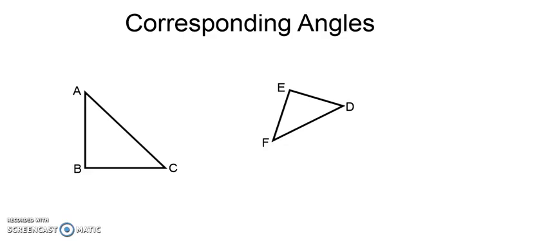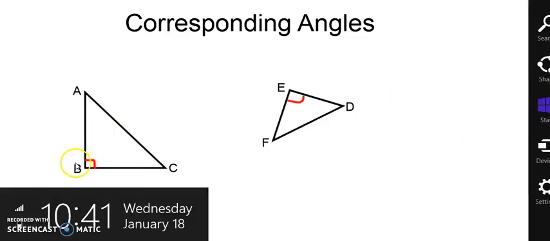Now, corresponding angles. Let's first check if they're similar. So we have a right triangle and we have a right triangle, so we have the 90-degree angles, right here and right here. Now we need to think about which angles are going to be the same. So obviously B and E are the same because they are 90-degree angles.